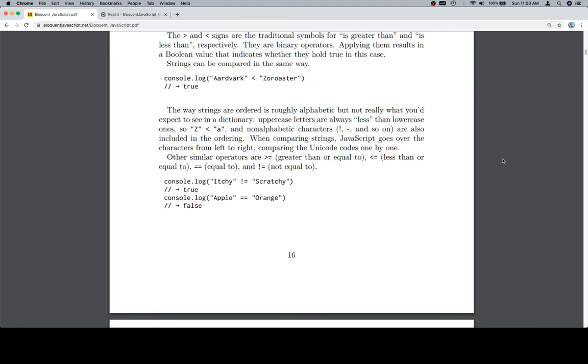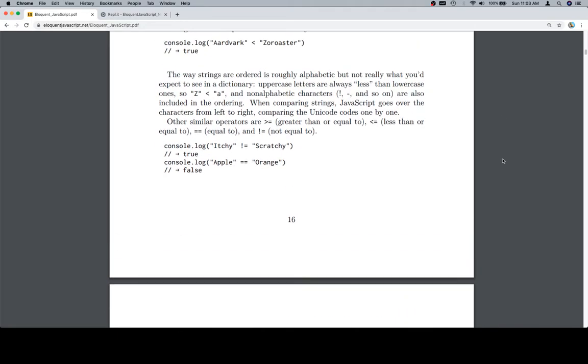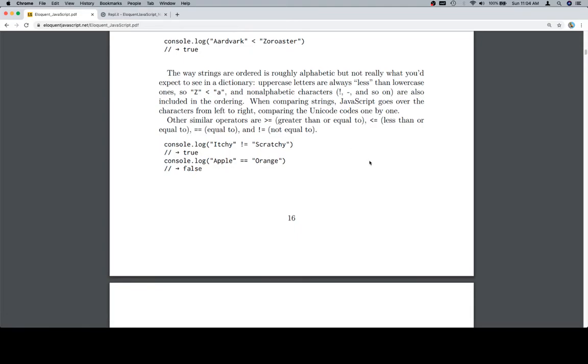Other similar operators are, and literally that's the last time that we're going to be hearing about less than or greater than. It really doesn't matter that much. You're not really going to come across too many situations where you would directly compare two strings using greater than or less than. It's mainly just showing you why certain things happen, and again, creating awareness rather than expertise at this point. So, other similar operators are greater than or equal to, less than or equal to, and not equal to. So we can console.log these. Itchy is not equal to scratchy, this is going to be true. Apple is equal to orange, that's not, so it's going to be false. And again, we're not going to run every piece of code, but we'll run some of them.